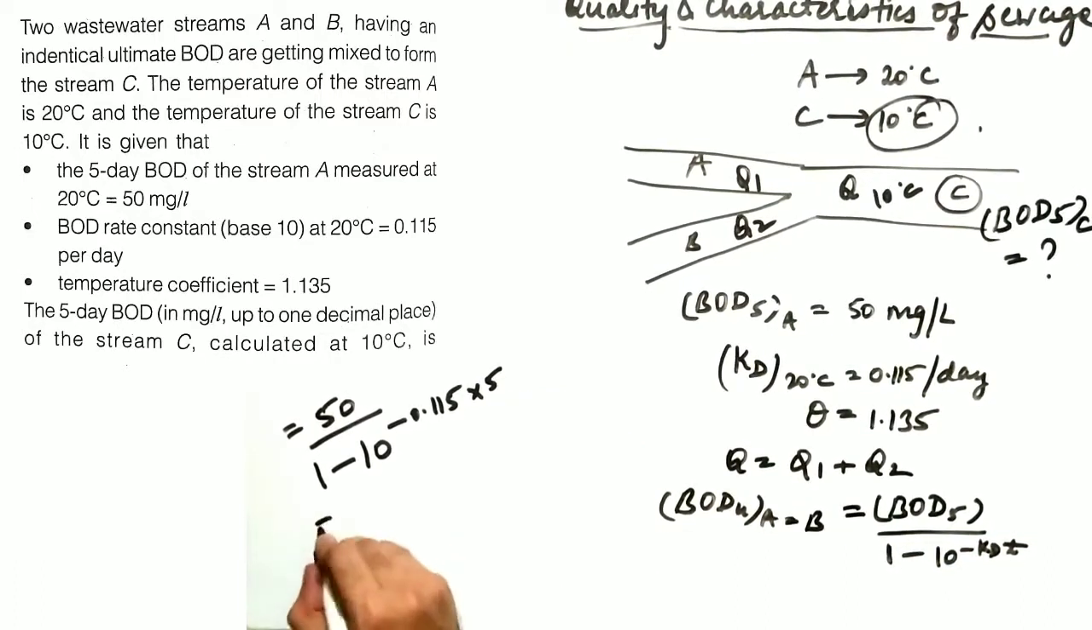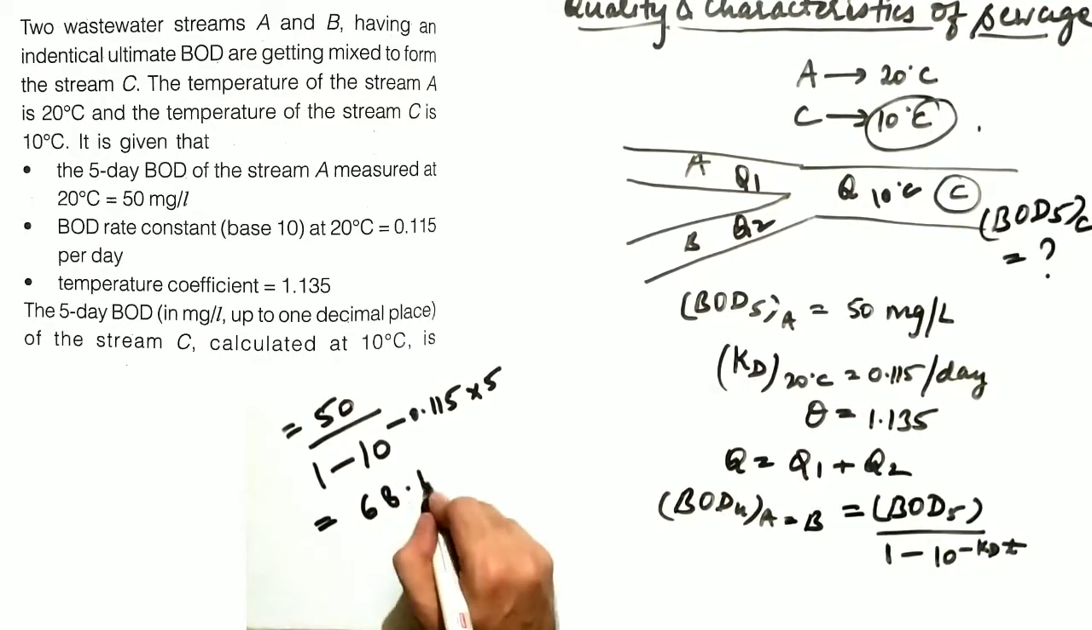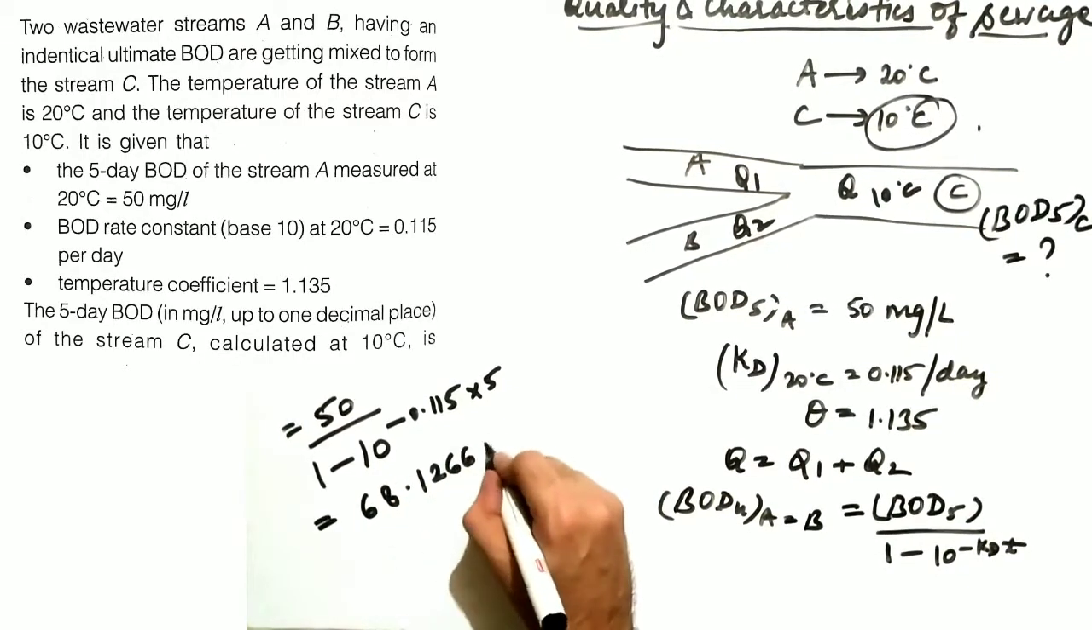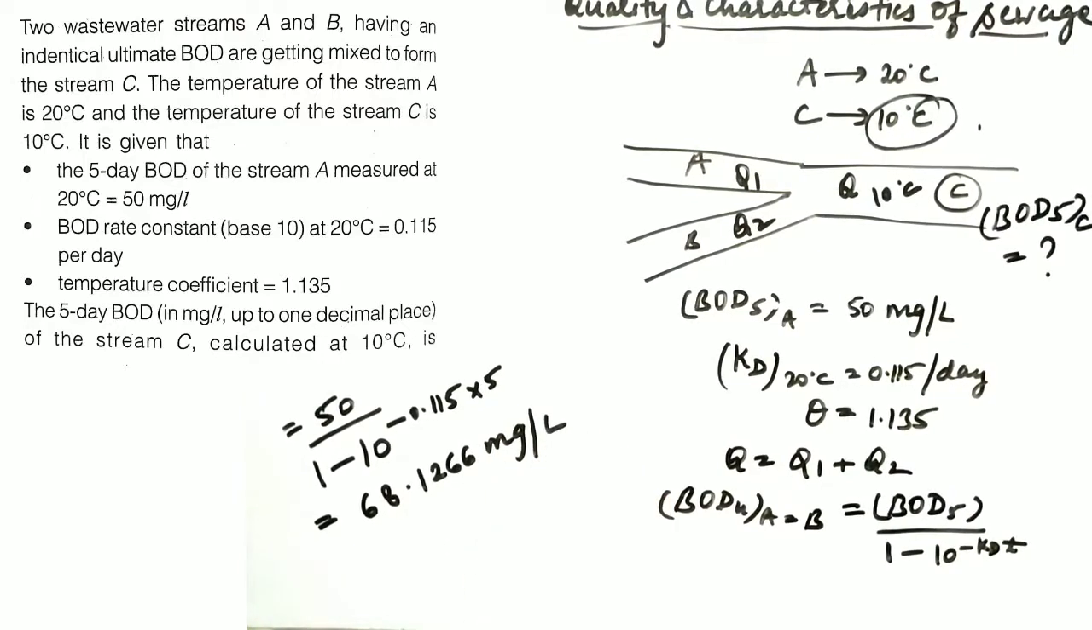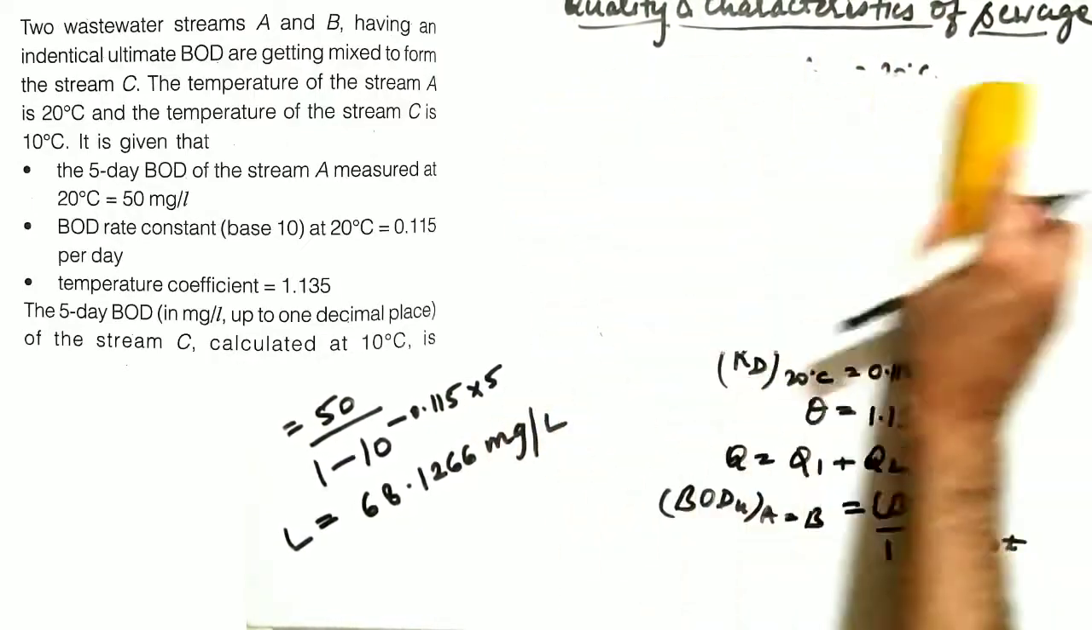When you solve this equation with the help of a calculator, you will get the value of BOD ultimate of A or BOD ultimate of B as 68.1266 milligram per liter. This is the value of BOD ultimate, which we can denote with the letter L. I hope this much is clear to you. I am rubbing the above area, this portion I am rubbing now.